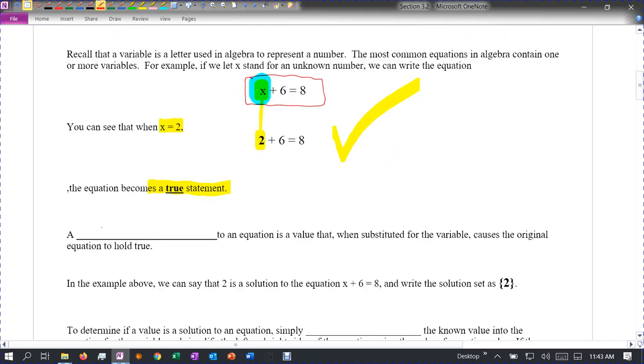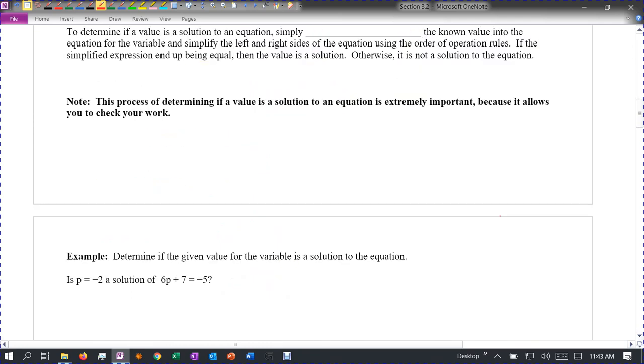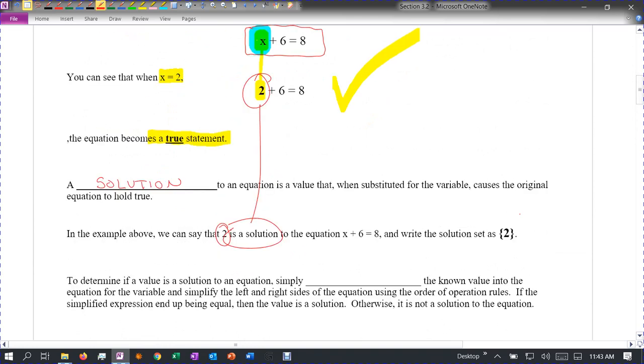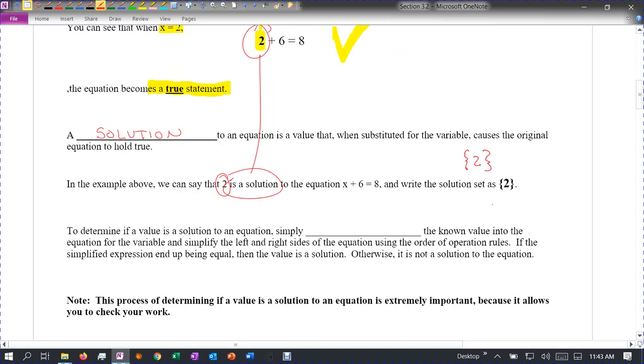And that's what the next little note says. A solution to an equation is a value that when substituted in for the variable causes the original equation to hold true. So in the example above, 2 is our solution. We'd write that in what we call set notation. We just put a brace and then we put the number 2, and that is our solution set. To determine if a value is a solution to an equation, simply substitute the known value into the equation and verify.